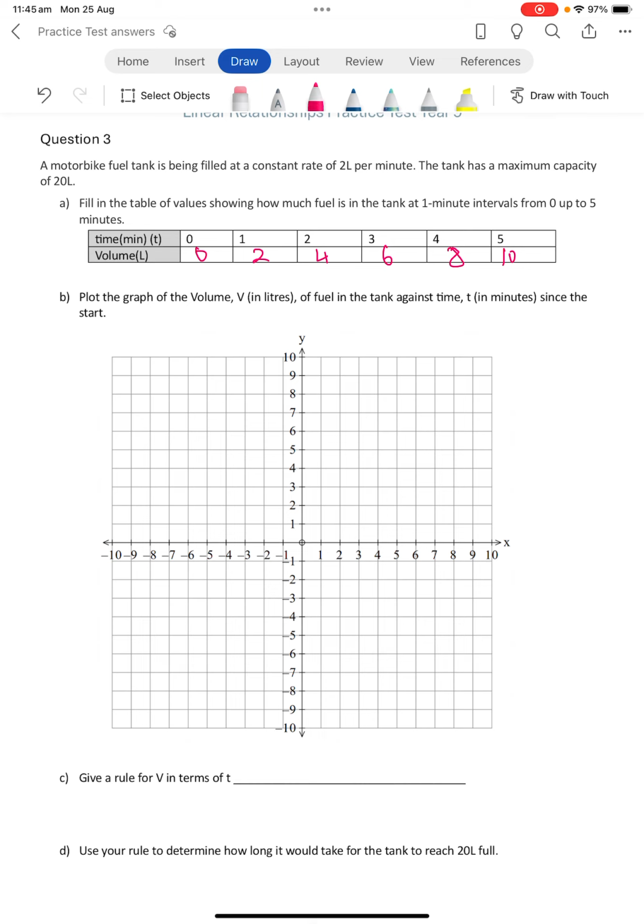Part B, they want us to plot these points. So that's a set of points, that's a set of points, that's a set of points, and so on. If you recall the way these questions are normally written in class, normally that's x and y there. So for this first point, I'm at 0, 0, right in the center. For this next point, x is 1, y is 2. So go across 1, up 2, and then across 2, up 4, and so on.